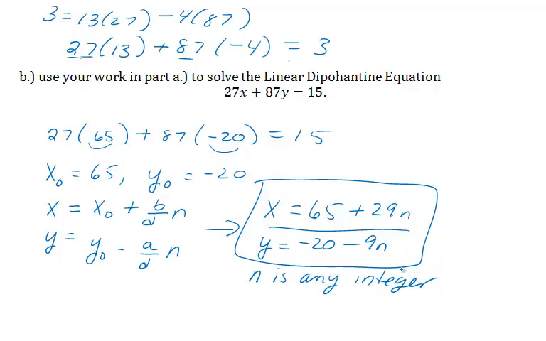In particular, if n equals 0, you get the x naught, y naught values we already saw, and you can plug in n equals 1, 2, 3, or negative values as well, etc., to find more solutions to the linear Diophantine equation.